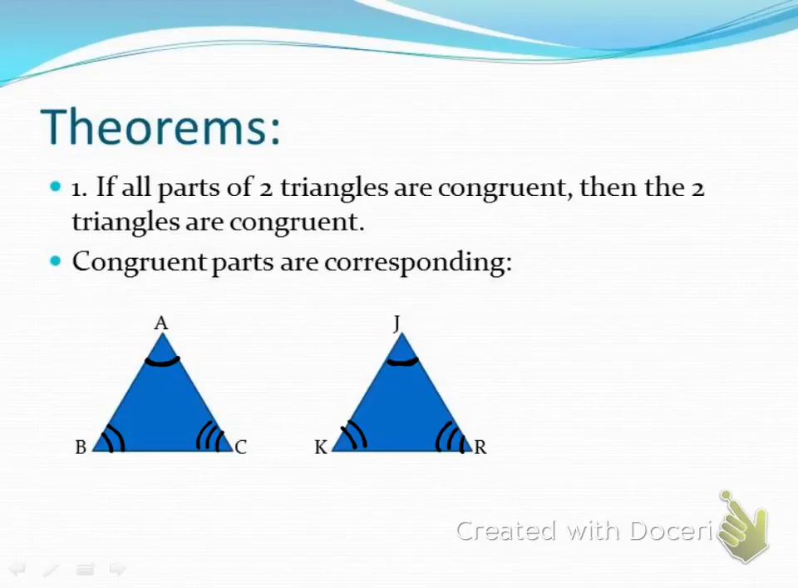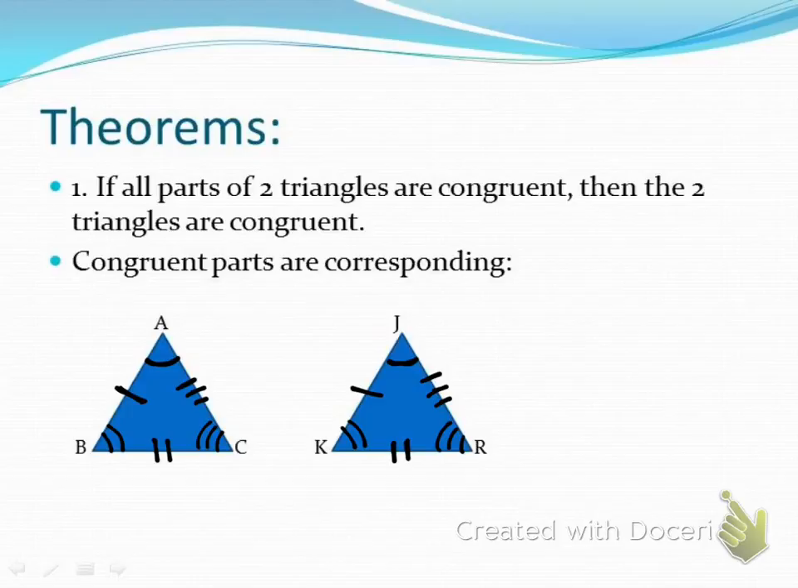It works for the sides as well. AB would go with which side? JK. Good. And BC would go with which side? KR. Good. So I'm going to mark those the same. And CA would go with which side? Yeah, the last one. RJ. Good.